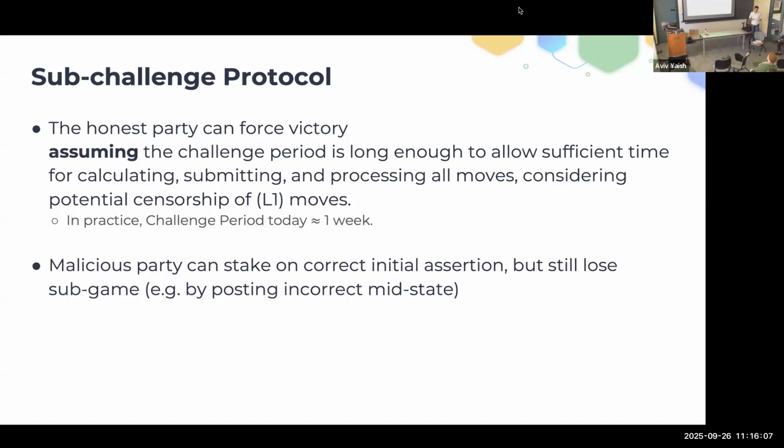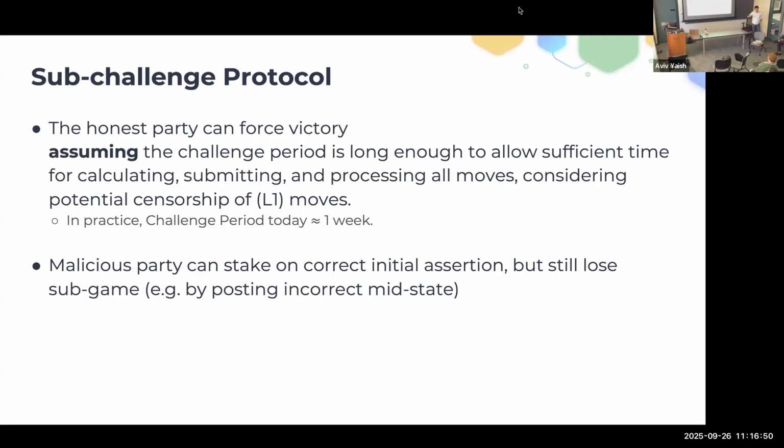So from this story I told you, two things should be evident. One is that the honest party can force victory here. There's no way to beat the honest party, but this is assuming that the challenge period is long enough to allow sufficient time for calculating the transactions, submitting them, and having them processed and included on the canonical Ethereum blockchain. And this is considering that the adversary might try to censor or delay the inclusion of those transactions. And so in practice, today the challenge period is set to about 1 week, for reasons that I don't want to go into right now.